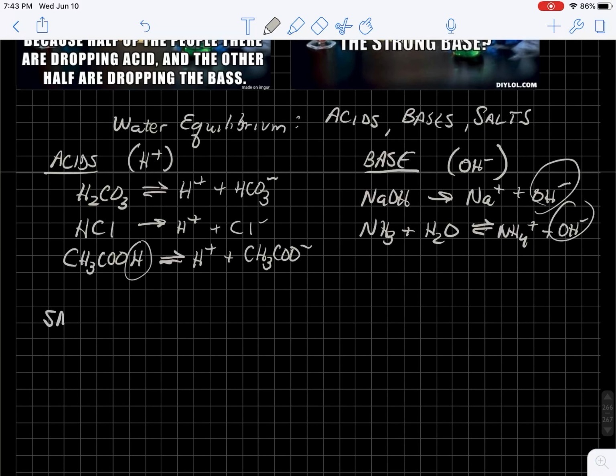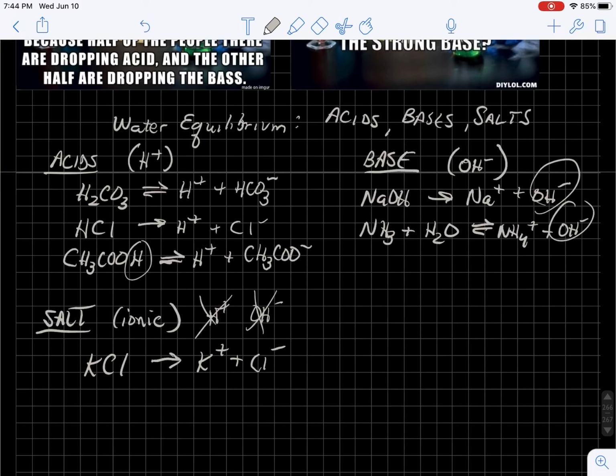A salt is any other ionic material which does not have an H+ or an OH-. So it can't have H+ in it, can't have OH-. So KCl, road salt, dissociates into K+ and Cl-. Again, it's ionic, breaks up into ions, but it is not an acid or a base.